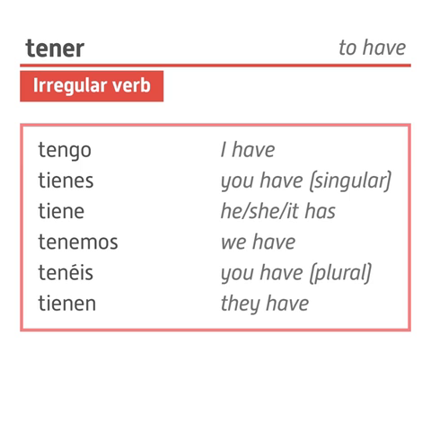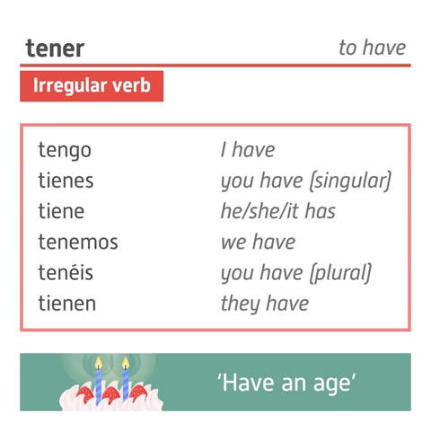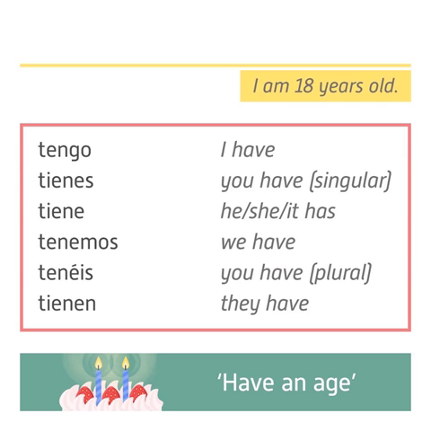These are Tengo, meaning I have. Tienes, meaning you have in the singular form. Tiene, meaning he, she, or it has. Tenemos, meaning we have. Tenéis, meaning you have in the plural form, and tienen, meaning they have. In order to say your age in Spanish, you literally say you have the relevant number of years. So, to say I am 18 years old, you would say tengo 18 años.